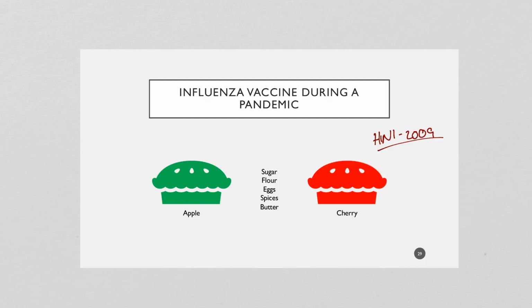Let's just say, for example, that apple pie over here is the traditional H1N1 vaccine, non-pandemic, the one that was always being given up to 2009. To make this apple pie, we have sugar, flour, eggs, spices, and butter that go into it. The only thing that is different is apple. When we have the pandemic with the H1N1 strain, we still made our pie with sugar, flour, eggs, spices, and butter. The only thing that we changed was the cherry component. And that cherry component was just another strain of H1N1.